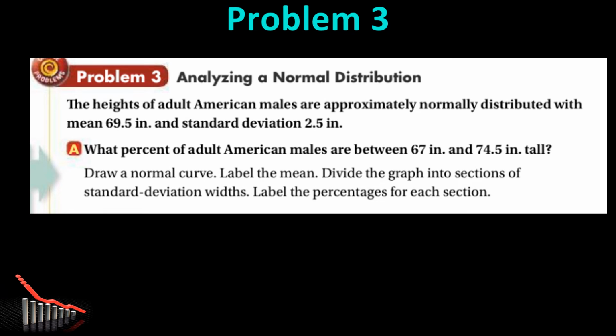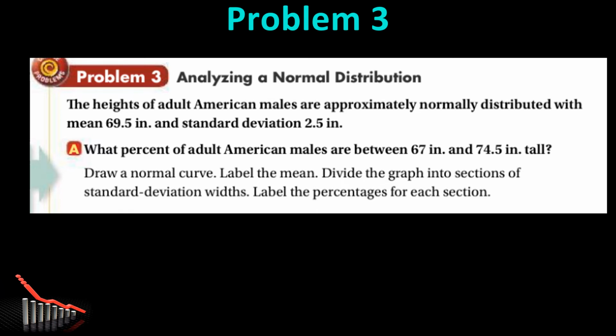All right, let's take a look at problem 3 in your textbook, and we're going to analyze a normal distribution. The heights of adult males are approximately normally distributed with a mean of 69.5 inches and a standard deviation of 2.5 inches. What percent of adult American males are between 67 inches and 74.5 inches tall?